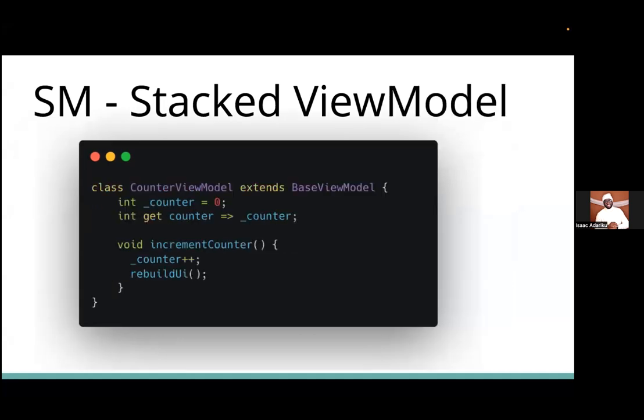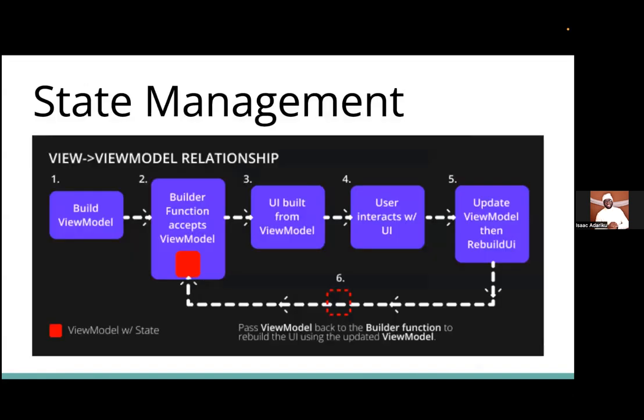For the view model, there are several types of view model in Stacked, but the most basic is just a class that extends the BaseViewModel. The BaseViewModel contains everything you need to run normal state management in your app. For this counter example, you see that we store an integer that counts up when you hit the increment counter function. Once there's a change in the increment counter function, rebuildUi calls the builder function in the view model and rebuilds the UI for you. So it's basically what we have here.